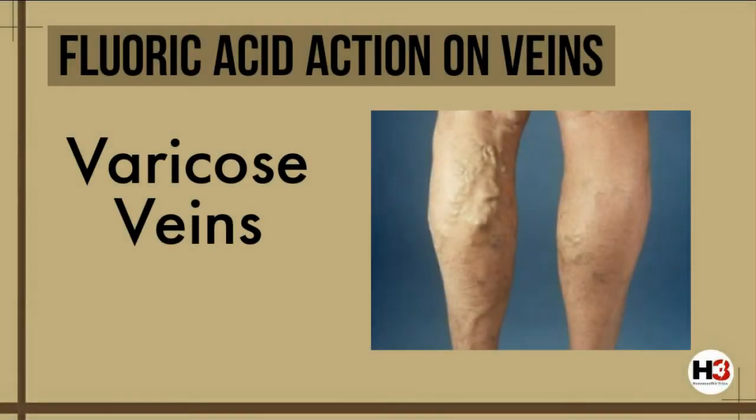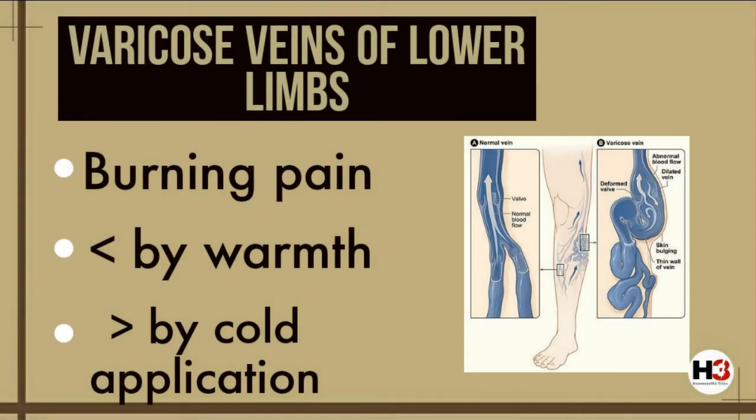Fluoric acid is a remedy no one can forget in cases of varicose veins. This remedy is more suited in long-standing cases in women who have been pregnant many times. This symptom is given in Allen's Keynotes. Fluoric acid works best on varicose veins of the lower limbs, especially during pregnancy. They have a tendency to develop varicose ulcers on the legs, and the pain is burning in nature, which is aggravated by warmth and better by cold applications.